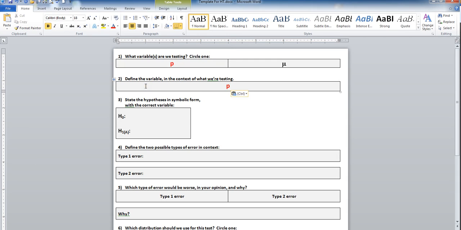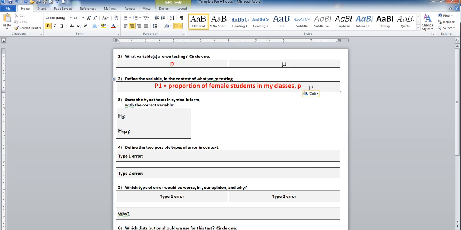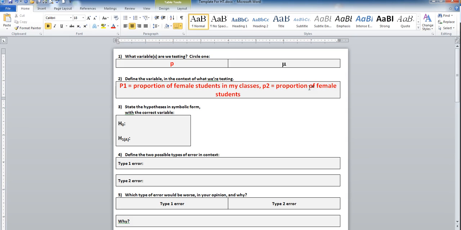We're testing p1, which is going to be the proportion of female students in my classes, and spelled correctly would be nice. And then p2 would be the proportion of female students at COCC overall. So there's your two proportions. If you want to make them all fancy, make them subscripted, that would be a nice thing. And let's make that a lowercase p like it should be. There we go. Very nice.